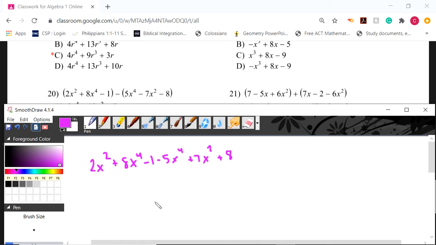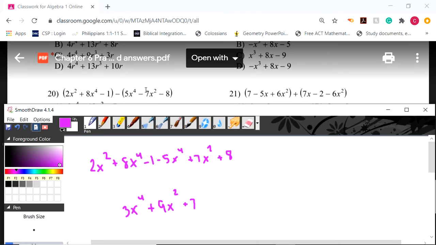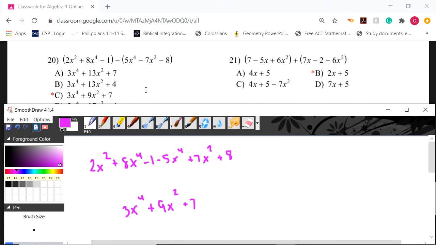Now you can combine like terms. I'm going to do my fourths first. So I got 8x to the fourth minus 5x to the fourth. This is 3x to the fourth. I got 2x squared plus 7x squared is 9x squared. And then I got minus 1 plus 8, which is plus 7. So you got 3x to the fourth, 9x squared plus 7.